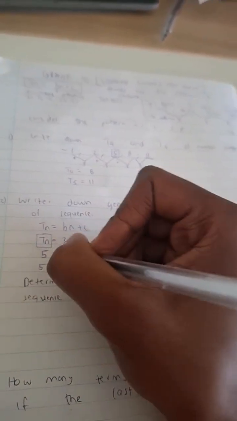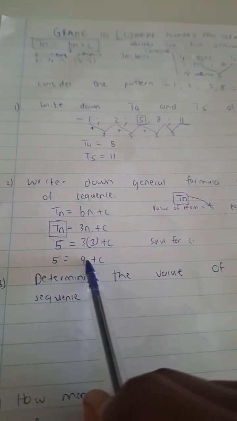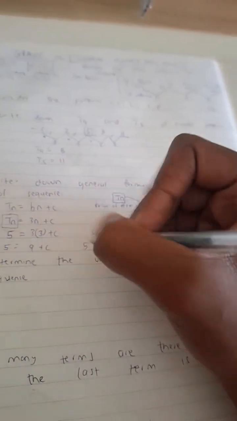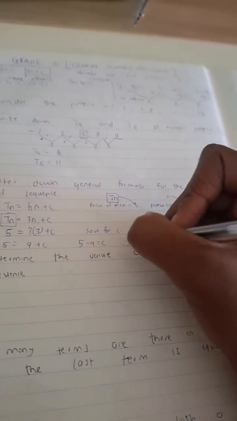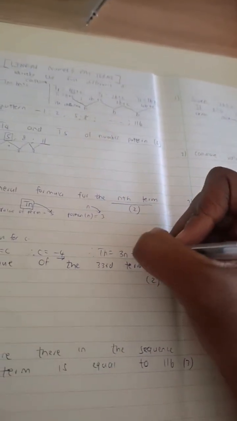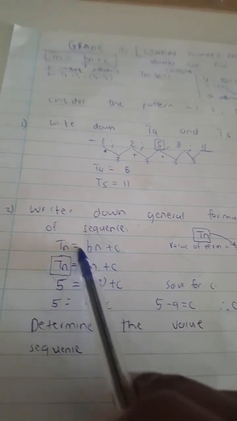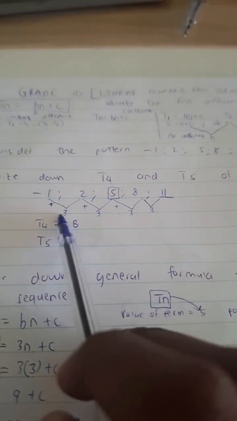5. What's 3 times 3? 9. Okay, then what do we do? We transpose the 9 over to the other side. 5, take the 9 over, minus 9 is equal to c. Therefore, c is equal to, what's 5 minus 9? It is negative 4. Therefore, if we write down the general term of the formula, it's actually 3n minus 4.